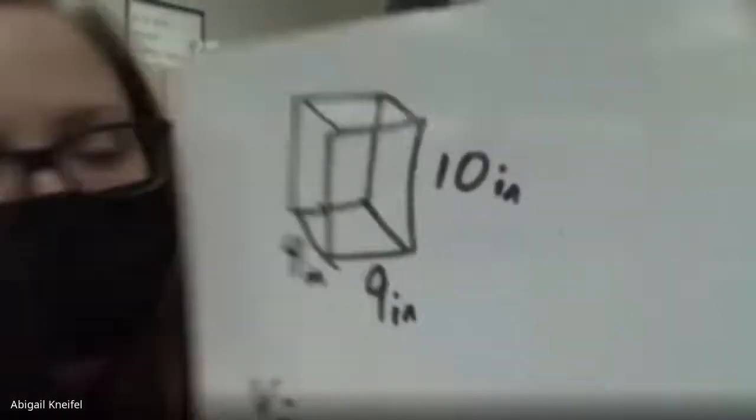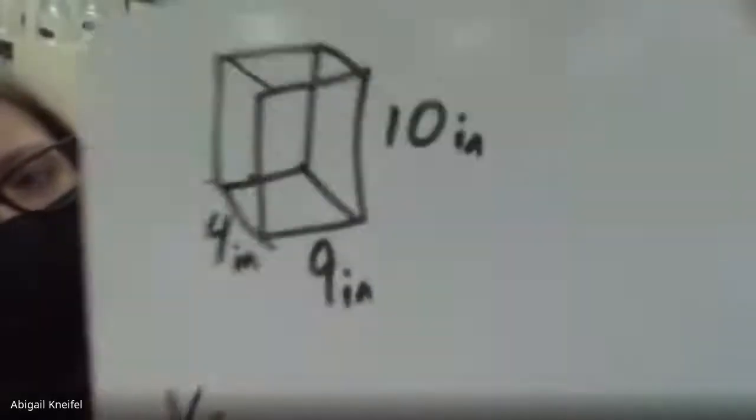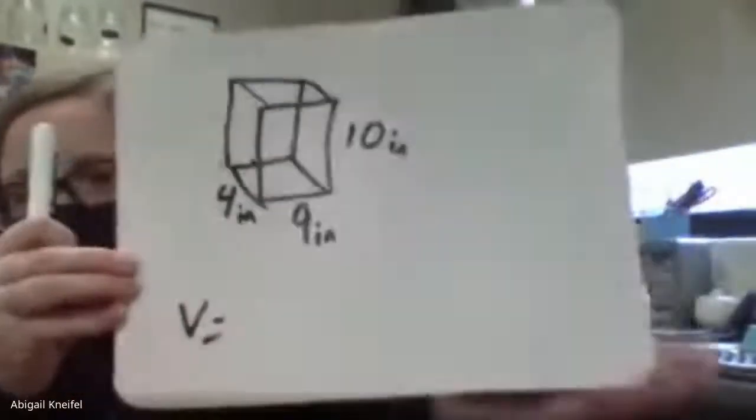All right, Mrs. Knifel's bad at drawing 3D shapes, but that's okay. I want you to find the volume of this lovely cube. No, it's not a cube. Lovely rectangular prism. Our numbers are 10 inches, 9 inches, and 4 inches. Find me the volume.